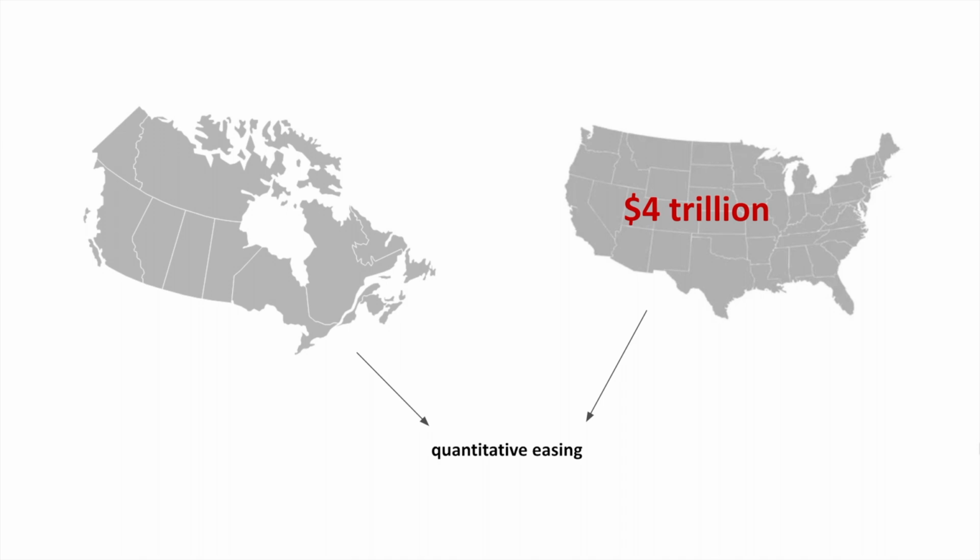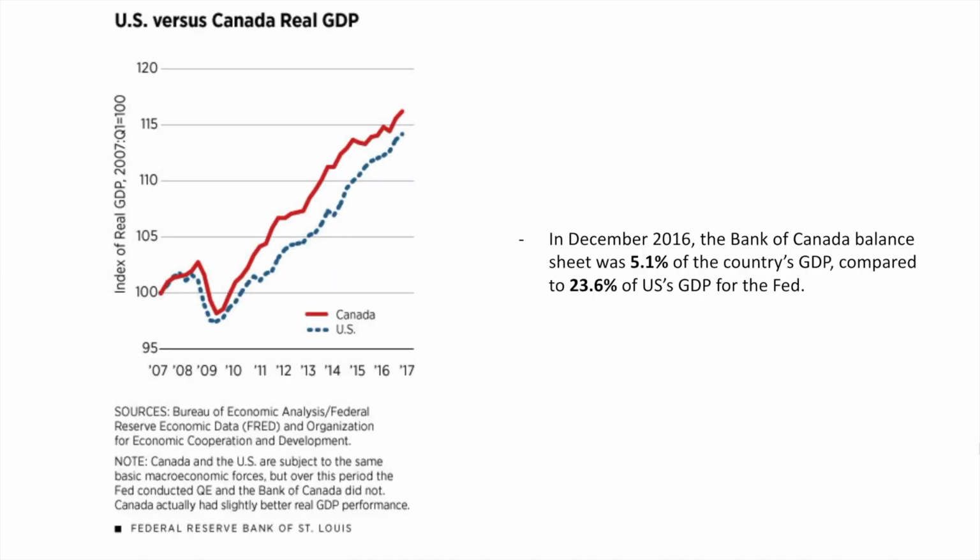In an article written by the Federal Reserve Bank of St. Louis, an important comparison between the US and Canada is highlighted that has also questioned the effectiveness of quantitative easing. Following the 2008 financial crisis, the central bank interest rate policy has been a little different between Canada and the US. In this case, Canada did not engage in quantitative easing over the period, while the Fed did. Looking at the numbers, in December 2016, the Bank of Canada balance sheet was 5.1% of the country's GDP, compared to the 23.6% of US's GDP for the Fed.